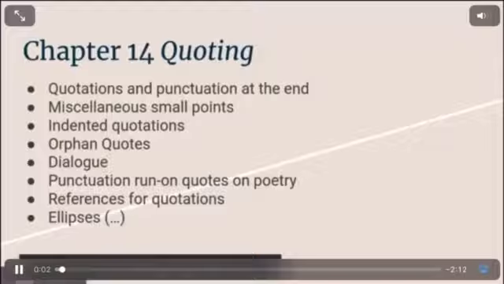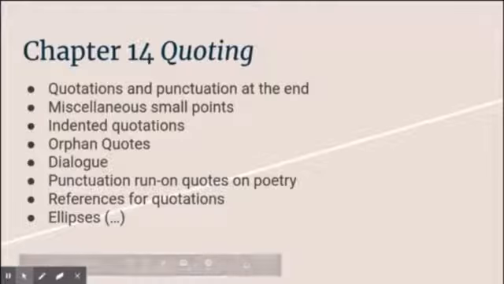So in Chapter 14, quoting, of Writing with Style, in quotations and punctuation at the end, you use a comma when your quote is short and you are introducing it with a phrase like she said or he replied. You use a colon when you made a statement and are trying to prove it, if it exceeds one sentence, or when indenting the quote. Commas and periods always go inside closing quotation marks, even if it's not part of the original quote. Colons, semicolons, exclamation marks, and question marks go outside closing quotation marks.